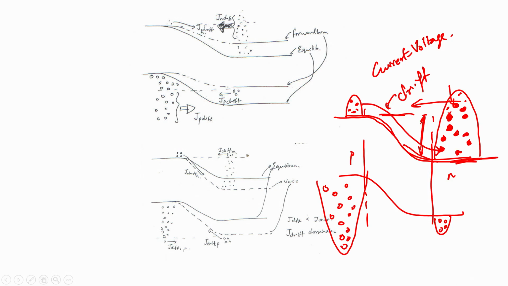Essentially at equilibrium there is no current. The electron current is 0, the hole current is 0, and the total current is 0. That is because the electrons that are drifting from the p to the n and the holes that are drifting from the n to the p are balanced by any diffusion of electrons from the n to the p and any diffusion of holes from the p to the n. So all these currents are essentially 0.